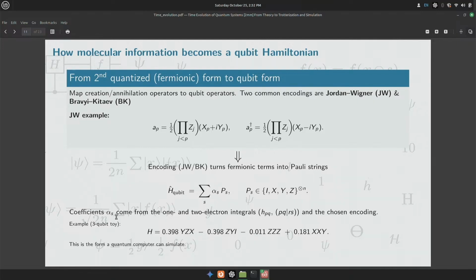Now, for example, I have tried to showcase here how a 3-qubit Hamiltonian will look like. So here, this is the Hamiltonian term. I is the identity operator and Z is the Z gate basically. So what?